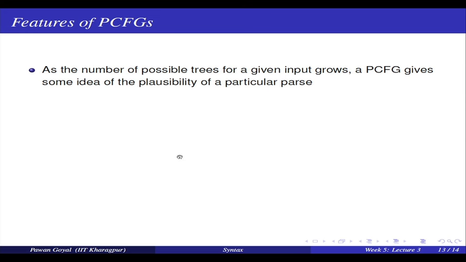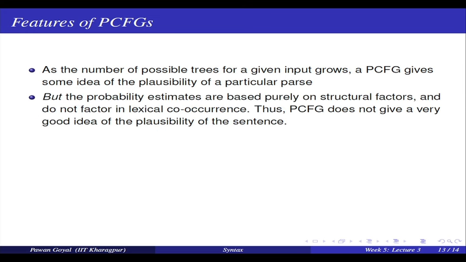This is important, but at the same time, we should understand that although by using PCFG I can compute the probability of the sentence by taking all the parse trees, taking the individual probabilities and adding them up, this does not give me a very good plausibility of the sentence. This is only looking at the structural factors, not lexical co-occurrence. So in general, to find the probability of the sentence, you would prefer to use a language model rather than a PCFG. PCFG is good only for finding which parse tree is more probable than another one.